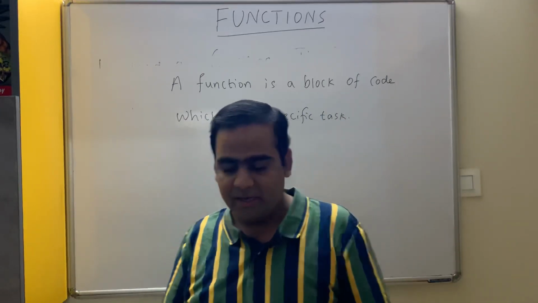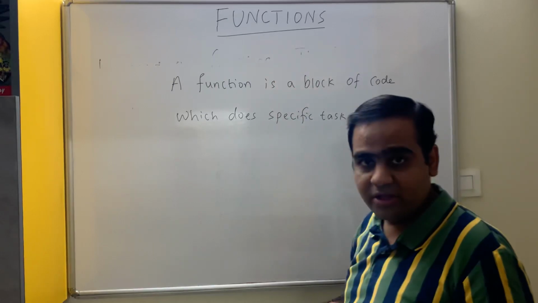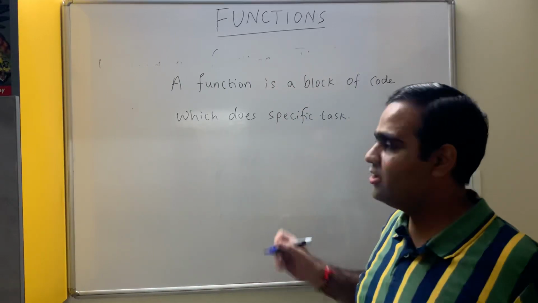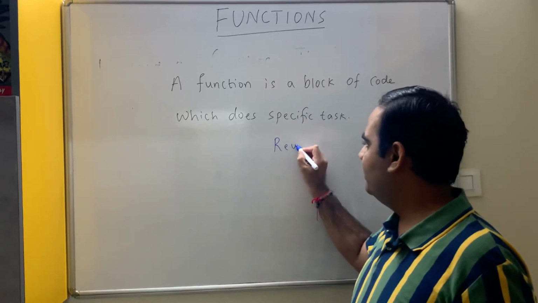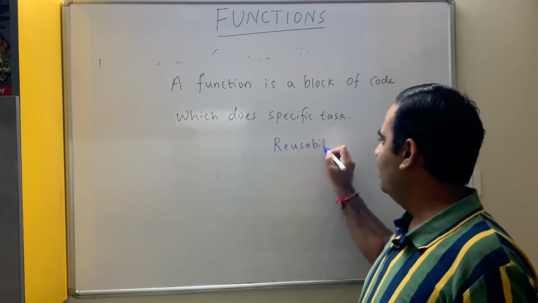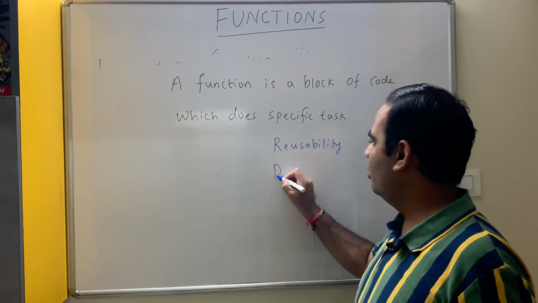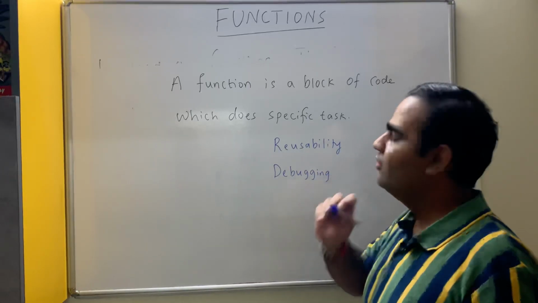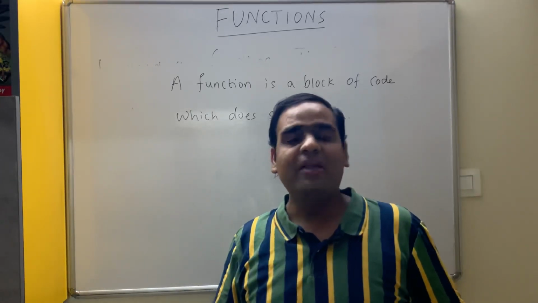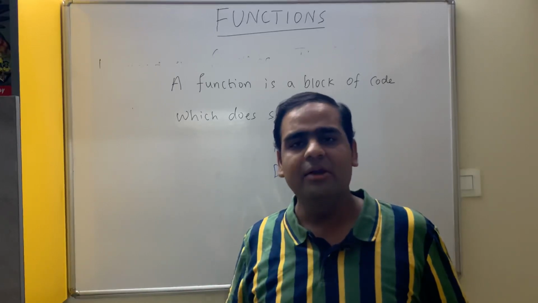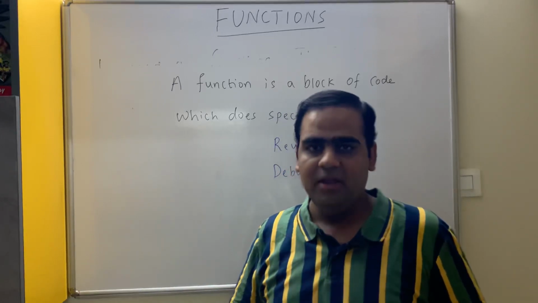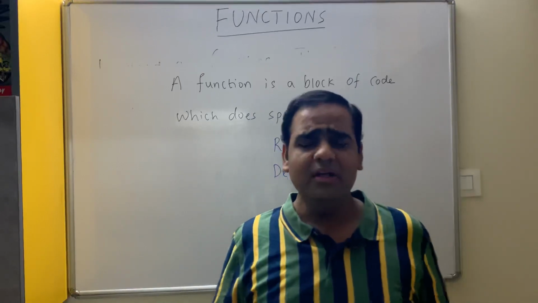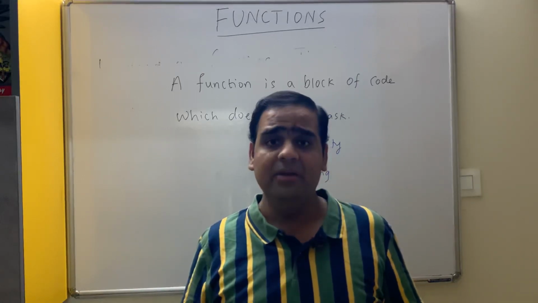Just to summarize, a function is a block of code which does a specific task. The advantages of the function are reusability and the debugging of the code becomes very easy. And why are functions used? So that we can reuse them again and again. Now let us see what are the elements of the function.